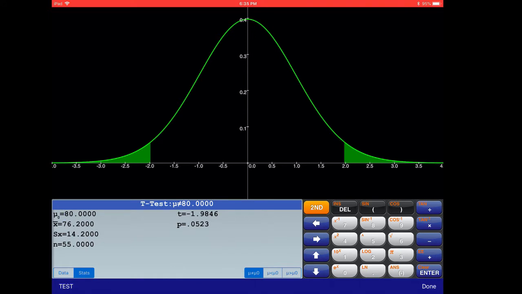So here I entered the information. So the number from the claim is 80. You can see I typed this one in before. Let me double check all the numbers right. X bar equals 76.2. Standard deviation is 14.2. But N is 39 students. And then enter. And it says negative 1.671 if I go to 3 decimal places.